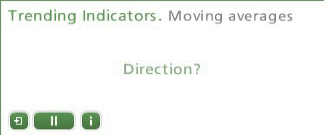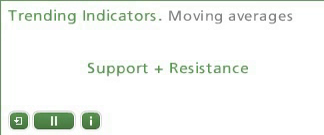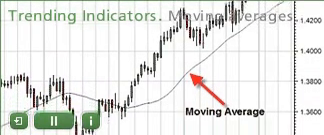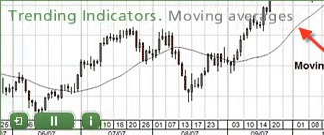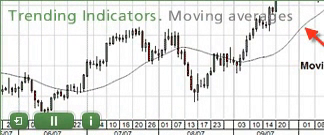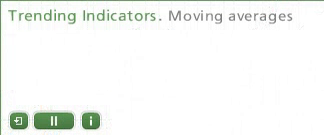Moving averages show you what direction a currency pair is going and where potential levels of support and resistance may be. Moving averages themselves can serve as both support and resistance. Moving averages are constructed by finding the average closing price of a currency pair at any given time and then plotting these points on a price chart. The result gives you a smooth line that follows the price movement of the currency pair.